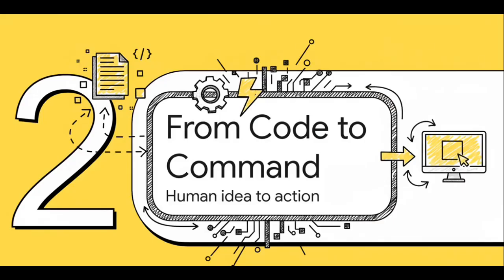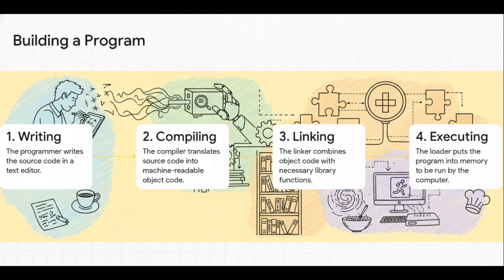Okay, on to our next section, from code to command. So how does an idea, something we type into a simple text file, actually make a computer do something? Let's trace that fascinating journey. It all happens in these 4 main steps. First, you, the programmer, write the code. That's the source code. Then, a special program called a compiler takes your human-readable code and translates it into machine language. But hold on, it's not quite ready. Next, the linker jumps in and pulls together all the different pieces, connecting your code to pre-written library functions. And finally, the loader takes that finished package, puts it into memory, and tells the computer, go.